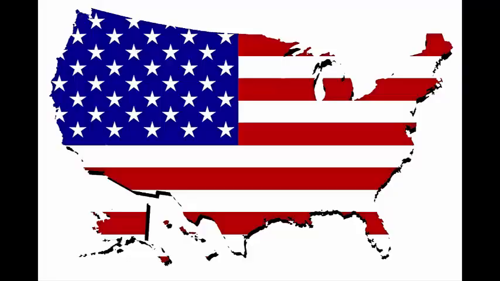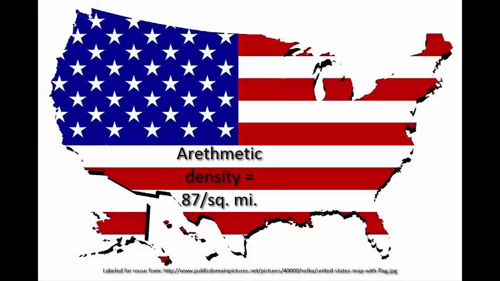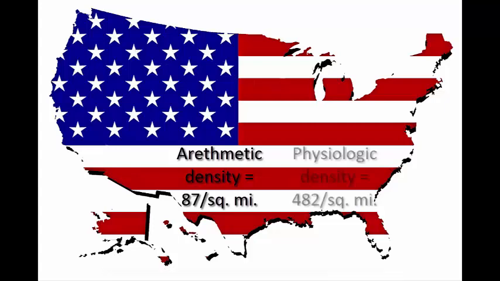For example, the arithmetic population density of the United States is about 87 persons per square mile, whereas the physiologic population density is 482 persons per square mile. This tells us something about the total available arable land in the United States. Some countries have an even more striking difference between arithmetic and physiologic population densities. It all depends on the total land area of the country and the total amount of arable land.